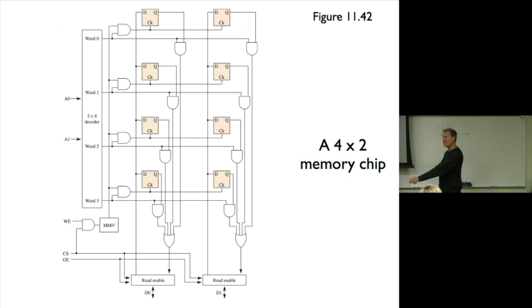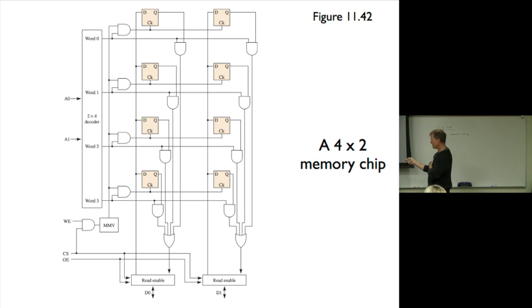Now look, this really isn't all that hard to understand. How did we say you would do a read? First of all, you set chip select to what? One. Now let's see what happens if chip select is zero. If chip select is zero, it doesn't matter what write enable is. It's disabled, right? This MMV is a monostable multivibrator. We'll get to that in a minute.